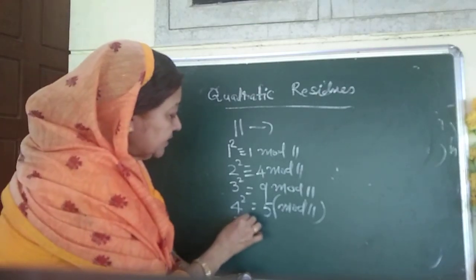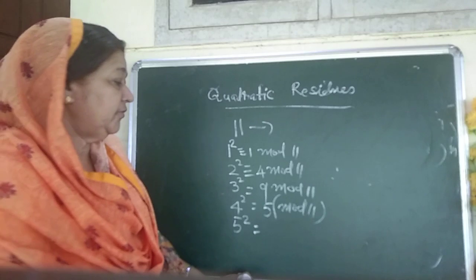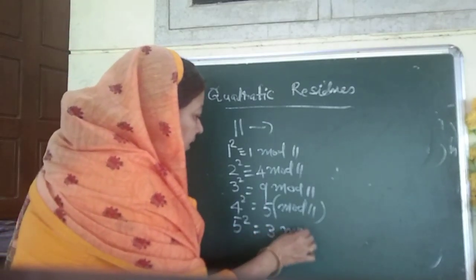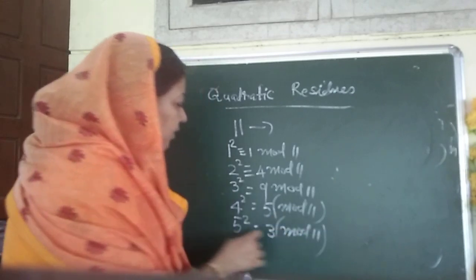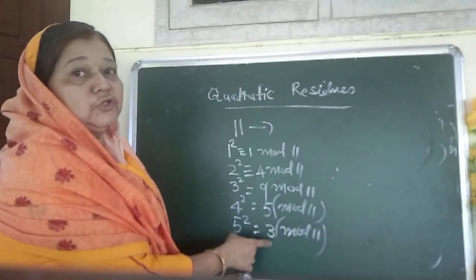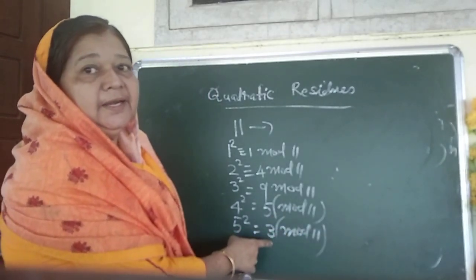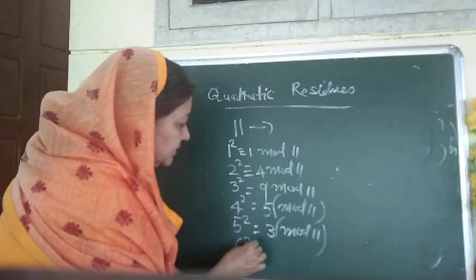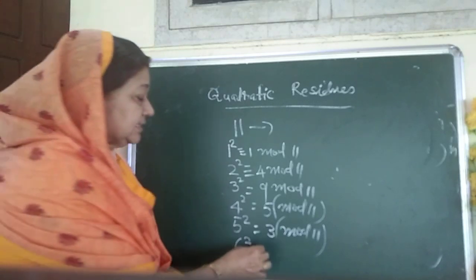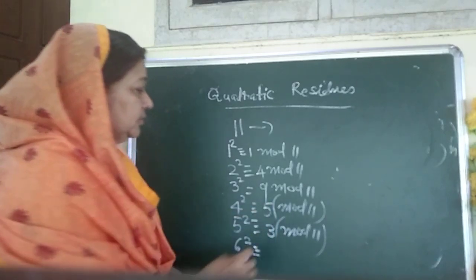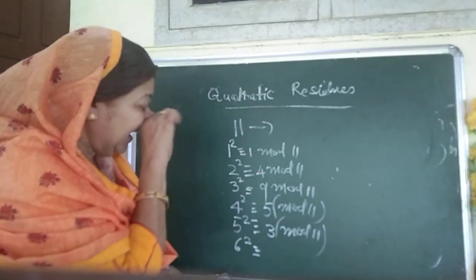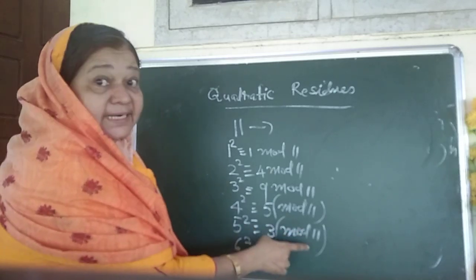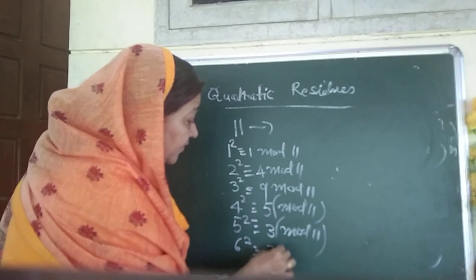Then 5 square, that is 25. 25 is congruent to 3 mod 11. We know 25 minus 3 is 22. It is a multiple of 11. Then 6 square. 6 square is equal to 36. 36 is congruent to 36 minus 33, that is 3 mod 11.